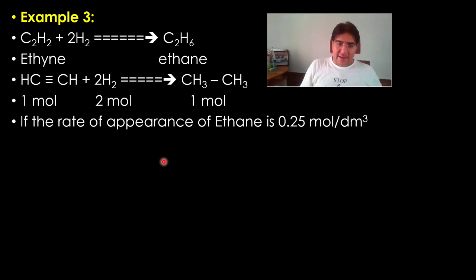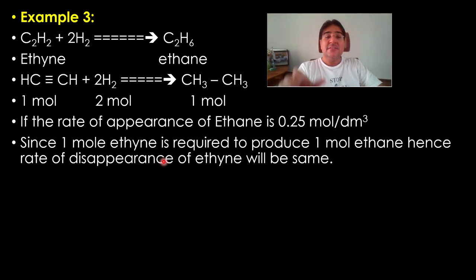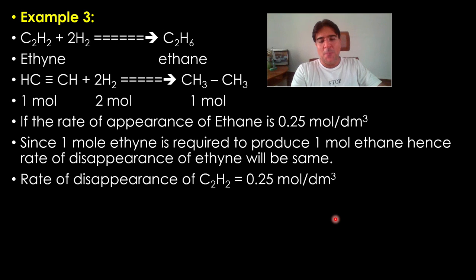If the ethane is appearing, produced at 0.25 mole per dm cube speed, since 1 mole of ethyne is required to make 1 mole of ethane, the rate of appearance of ethane will be the same as the rate of disappearance of ethyne. So 0.25 mole per dm cube is the same. Wait a minute. Look at this, 1 C2H2. If there were 3 C2H2, then you would multiply this 0.25 with 3.